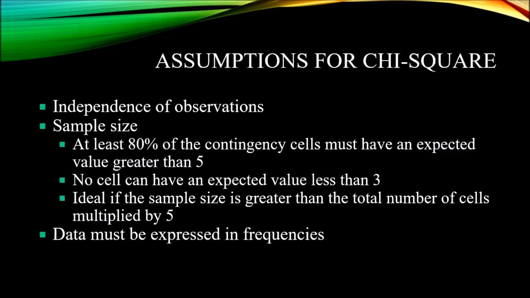And the last assumption for chi-square is that the data must be expressed in frequencies or counts. So in the example with the semesters and the pass-fail, each of those values in each of those cells is a count. It's the number of students for that semester that passed or the number of students that failed. Those are correctly expressed as a count, a frequency, the number of times something occurred. A cell cannot be populated with a percentage or some other transformation of the data. Chi-square statistic only works with frequencies.